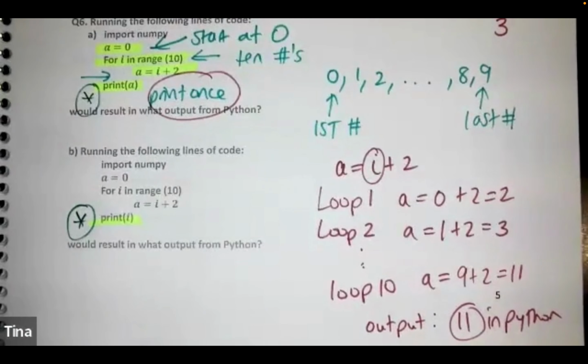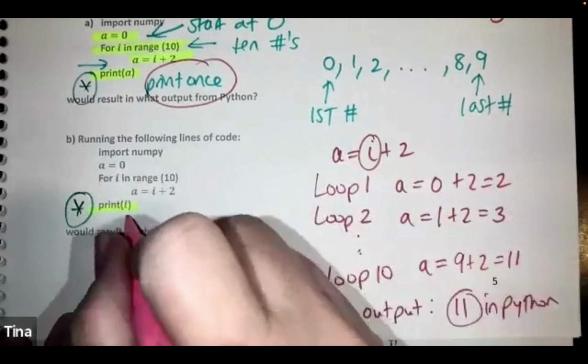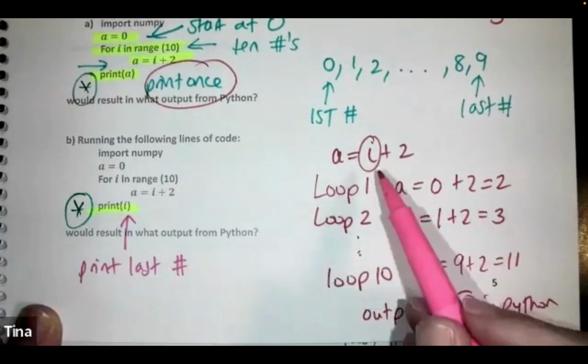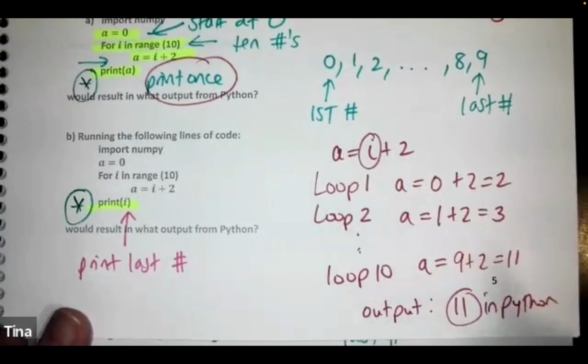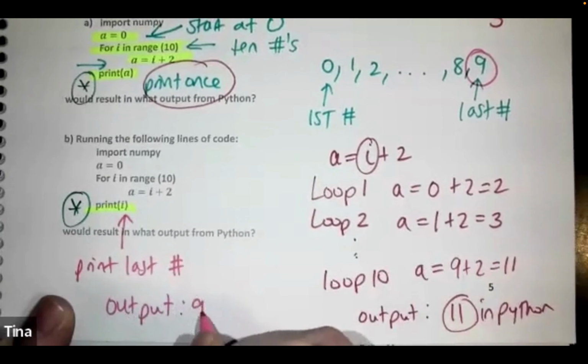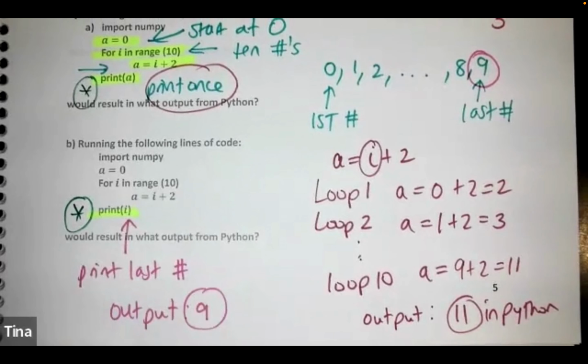So for print I, what are we doing? What do you think? So it's just, the output is just going to be the last number. So print I is just going to print the last number. We're not putting it into here. And the last number we said was 9. So here our output is just 9. So, just be careful about that because that's kind of a trick, right?